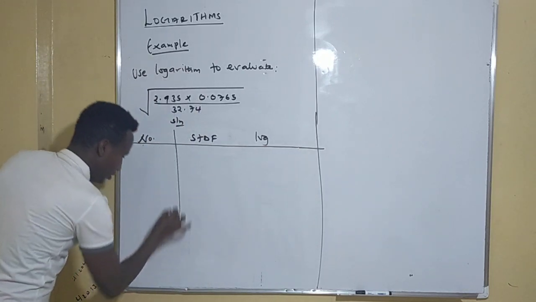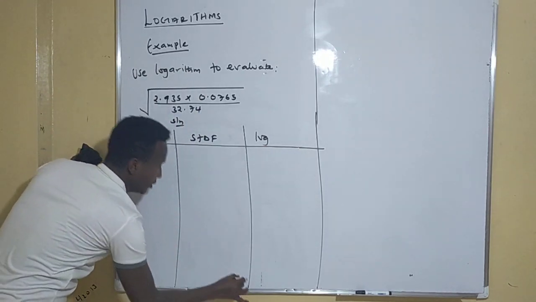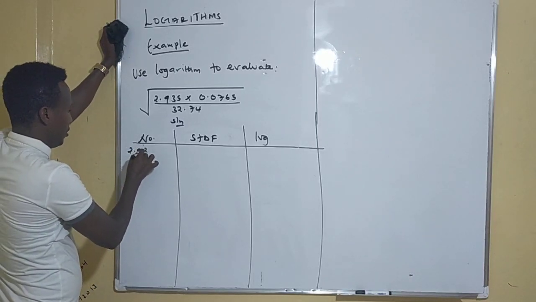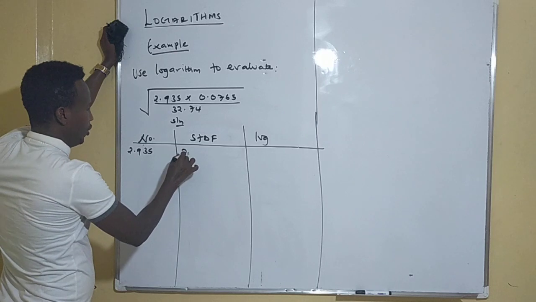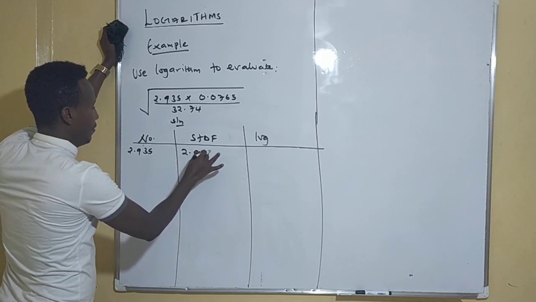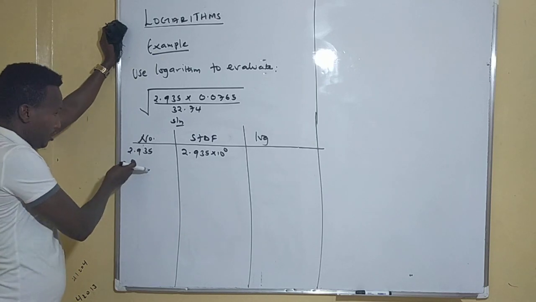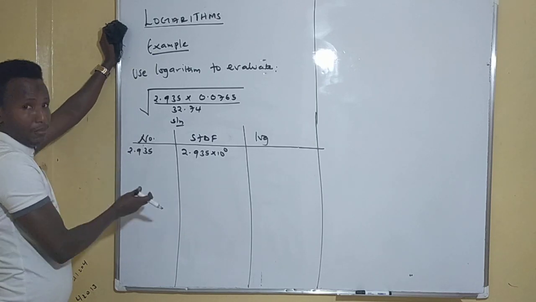Okay, let's go, guys. Take your time, write the number. We have 2.935. In standard form, it will be 2.935 times 10 to the power of 0. Why? Because this number is written in its simplest form.